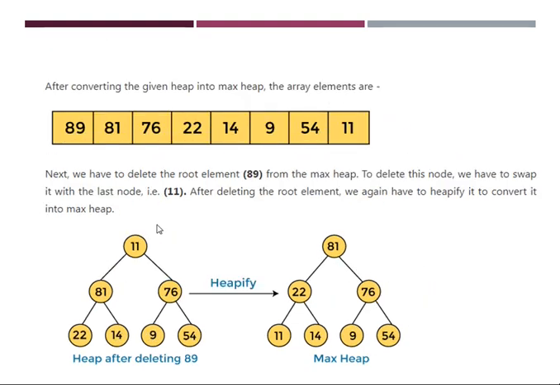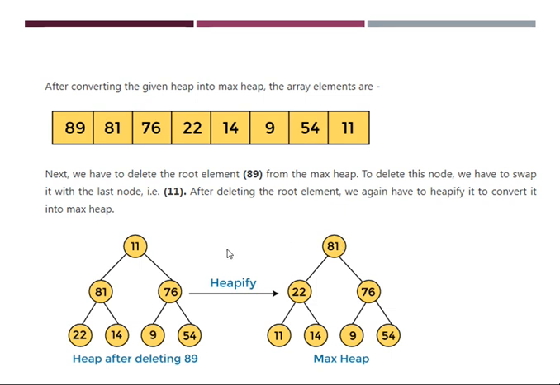Now after converting the given heap into max heap, the array elements will have this form. This will be the series of the array elements. Now the series is changed. Now next we need to delete the root element from the max heap. We'll remove the root element from the max heap.